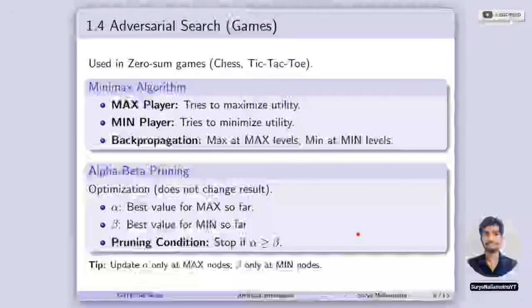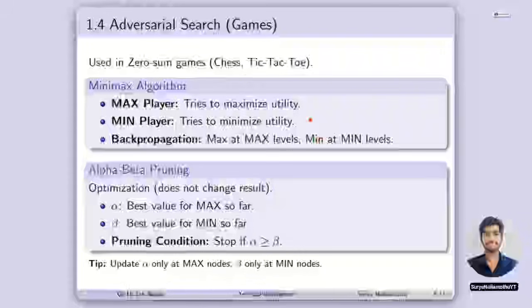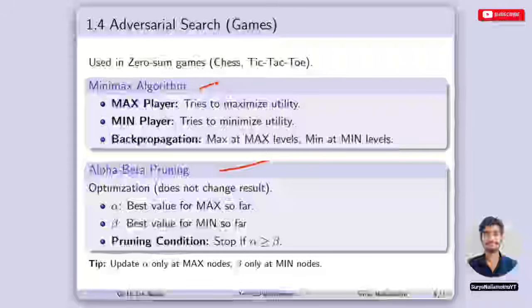Next, adversarial search. Adversarial search is used for game-related problems, in zero-sum games like chess and tic-tac-toe. It will be helpful for the max player. The minimax algorithm is used, and alpha-beta pruning algorithms are also used. It helps with adversarial searches.